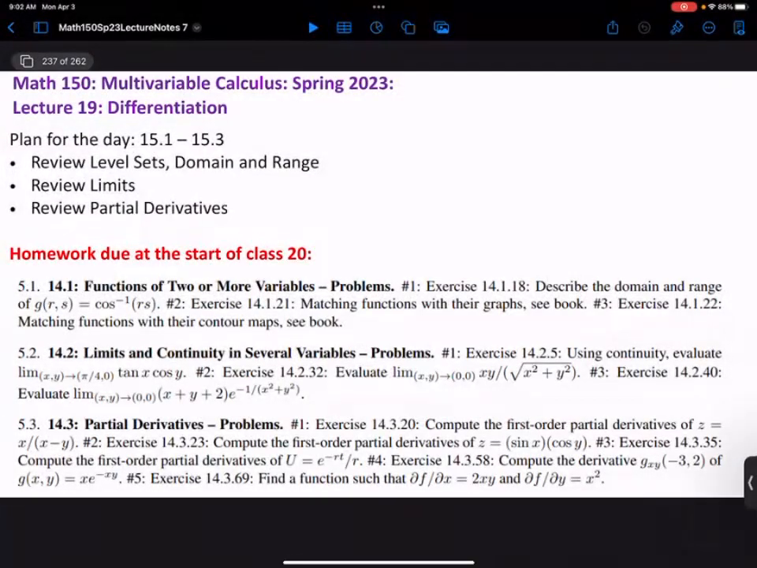All right, so there were some recording issues, so this is take 2.